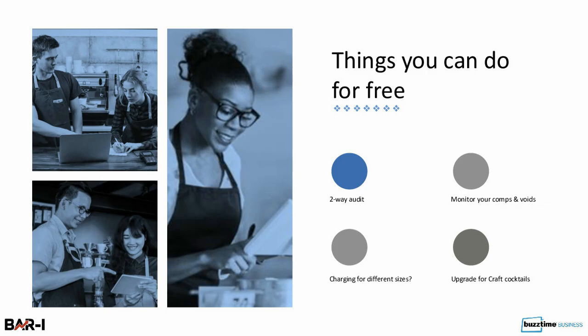Moving on to my third one, which is just charging for different sizes of drinks. Pretty obvious one, but if you're serving drinks on the rocks, for most bars that includes an extra half ounce of product, or obviously a double includes a larger pour. And sometimes bars aren't doing a great job of charging correctly for these.